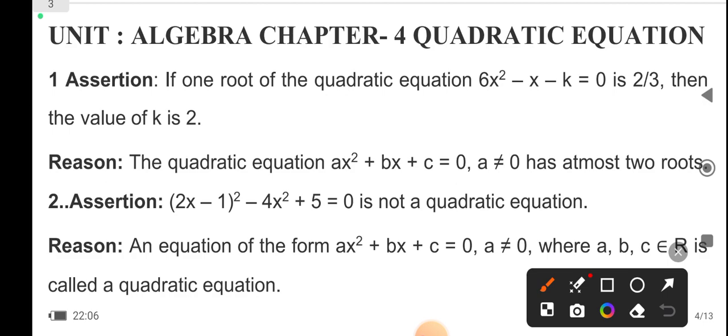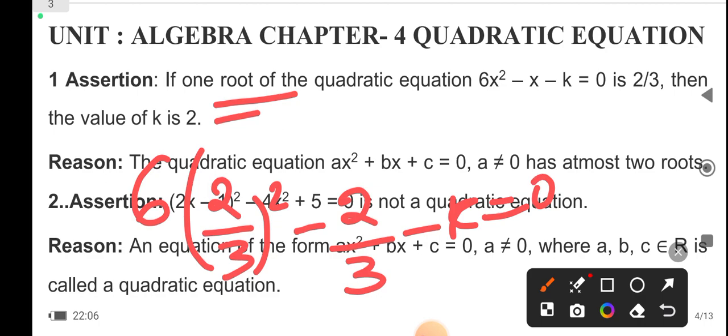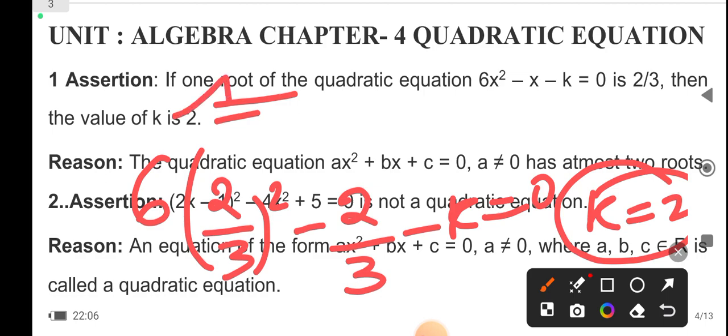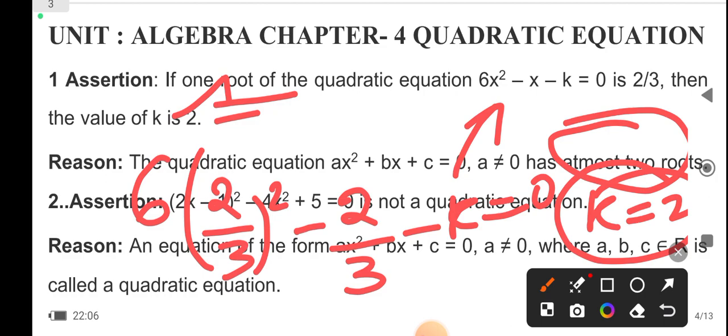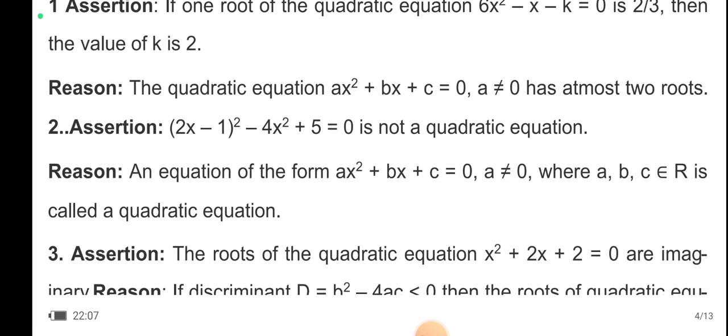If one root of the quadratic equation is 2 by 3, apply it: 6 into (2 by 3) whole squared minus 2 by 3 minus k equal to 0. Now if you simplify, I'm getting the value k equals 2. You simplify and check whether you're getting k equal to 2 or not. Yes, so A is true. Quadratic equation has at most 2 roots, yes, it's also correct. But it won't be a correct reason, since that won't give the k value. Both are true, but it's not a correct explanation. I am going with option B.